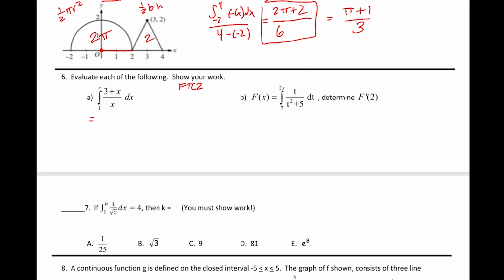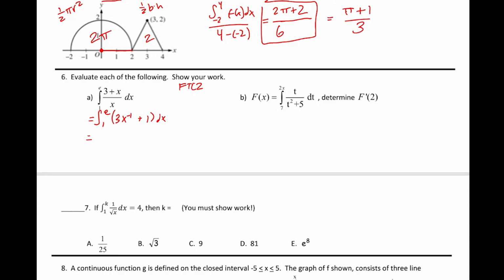So, okay, actually, you know what? Before we get going with that fundamental theorem, let's rewrite this to make finding the antiderivative a little easier. So we can split this up and say 3 divided by x is 3 times x to the negative 1, and then x divided by x is 1. So we're going to think of that function. We're going to rewrite it like that so that we can use the anti-power rule.